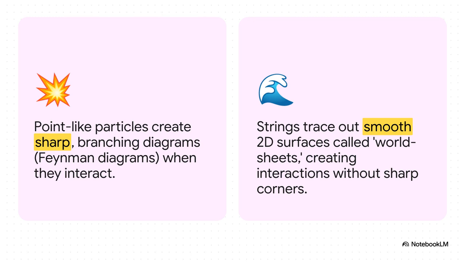And this is where it gets really interesting. On the left, you see the classic way we draw particle collisions. These sharp diagrams with jagged corners where point particles meet. But with strings, it's completely different. As they move and interact, they trace out these beautiful, smooth, continuous surfaces called world sheets. There are no sharp points, no single instant of collision, and that one simple difference, going from sharp points to smooth surfaces, is the key to pretty much everything that follows.